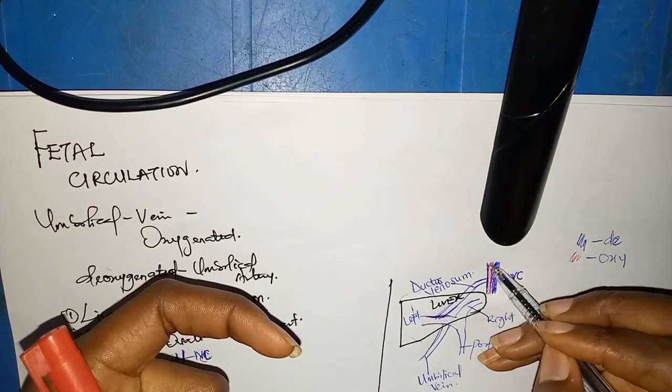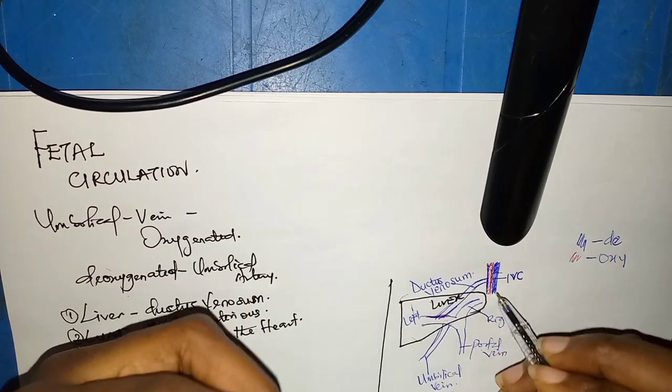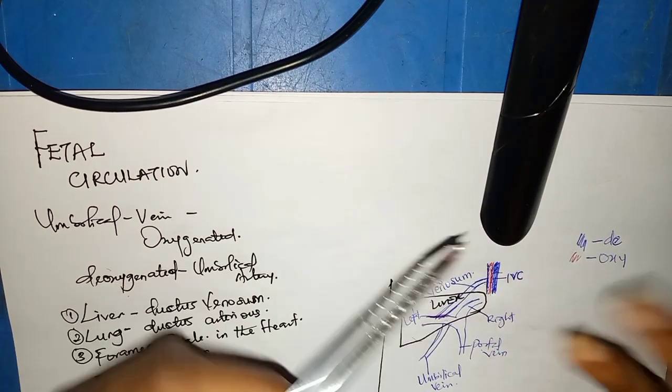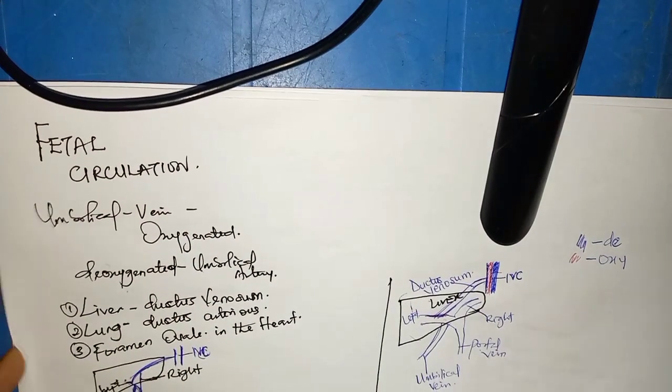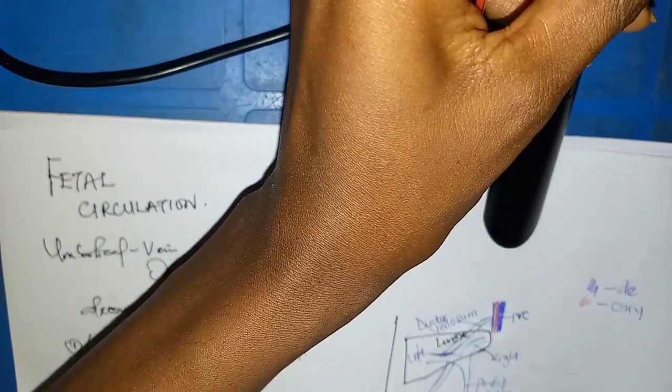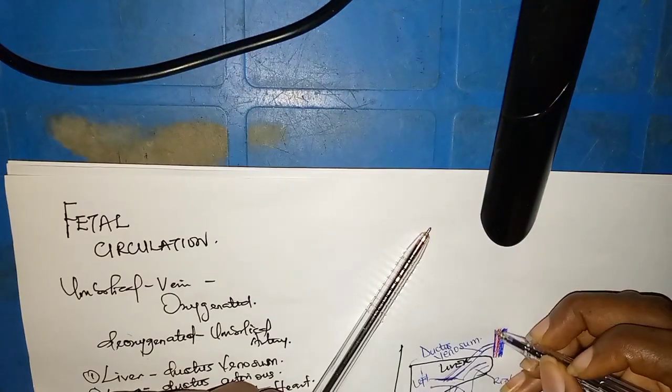That is the oxygenated blood from the baby. Then this blood somehow is not mixed. That's why I separated it. Somehow, all glory be to God, it's not mixed during fetal life. The IVC carries this blood just the way it is into the heart.